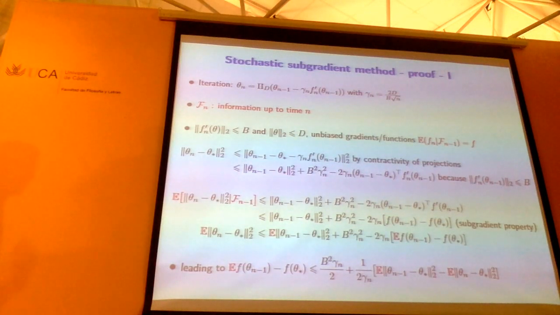Now, what I'm going to do is take expectations given the past. What is key about doing things given the past is that, given the past, theta n minus 1 is constant. It belongs to the past, so this is a constant value. The only random quantity given the past is fn. Theta n minus 1 is the past, and gamma n is deterministic. So whenever I take an expectation, everything which depends on the past will remain intact, and the only thing which is not dependent is fn prime. So fn prime becomes f prime.